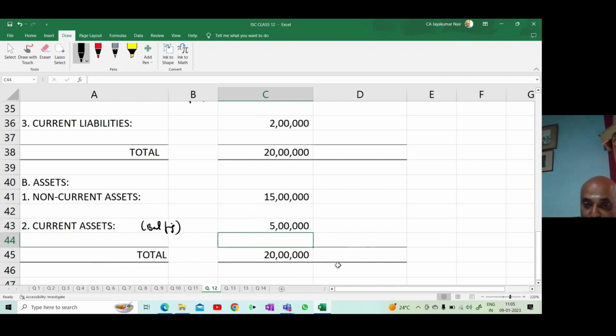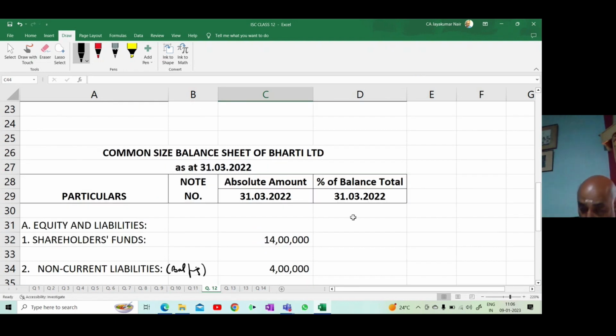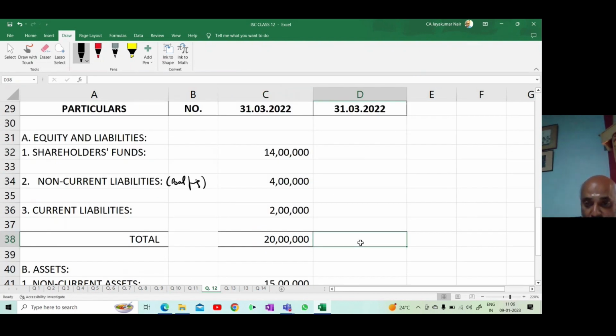Now, how do we prepare? So we prepare the balance sheet. Now we have to prepare the common size balance sheet. How do you prepare the common size balance sheet? So the total of your liability side, we will take it as 100. That means 20 lakhs, we are making it equal to 100.